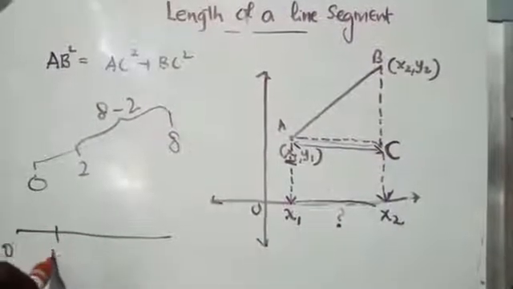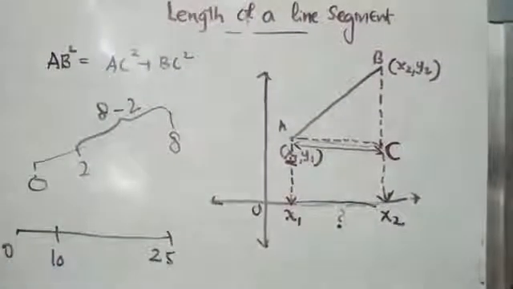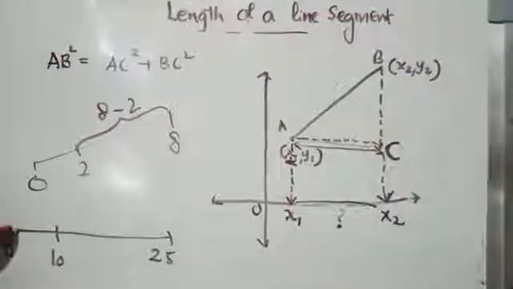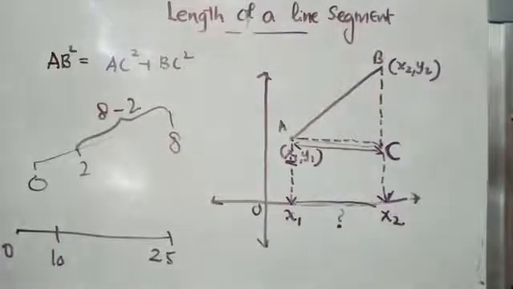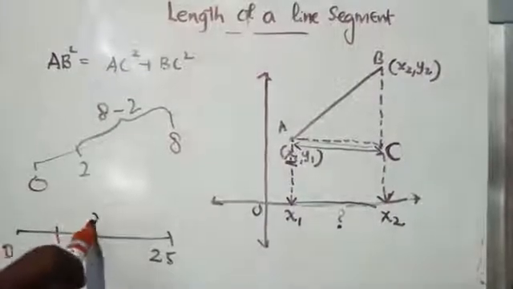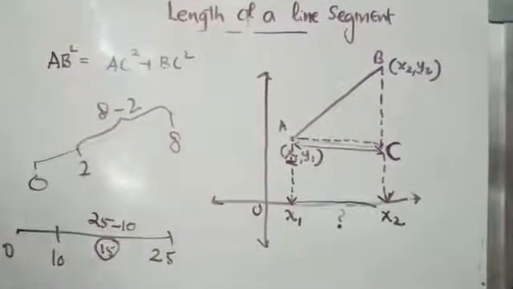Take 0, 10, 25. I've made 3 points. I want the distance from 10 to 25. What's the distance from 10 to 25? It is 15. Distance from 0 to 10 is 10. Distance from 0 to 25 is 25. But distance from 10 to 25 is 15. How do you get it? 25 minus 10, which is 15.